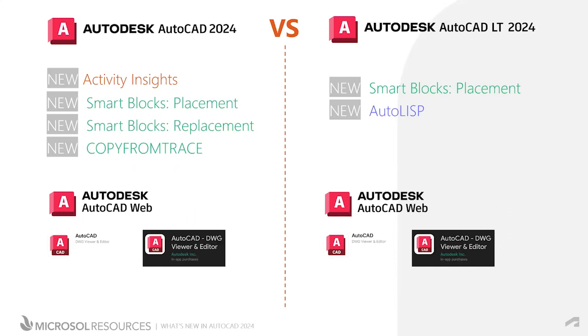So to recap the new features available in this release of AutoCAD, we wanted to go over the main difference between AutoCAD 2024 and AutoCAD LT 2024. Included in AutoCAD 2024 are activity insights, smart blocks placement, smart blocks replacement, and copy from trace. And with your subscription, you also have access to AutoCAD Web and the AutoCAD Mobile App, which you can download from your phone's app store. Included in AutoCAD LT 2024 are smart blocks placement and auto list. And with your AutoCAD LT subscription, you also have access to AutoCAD Web and the AutoCAD Mobile App.